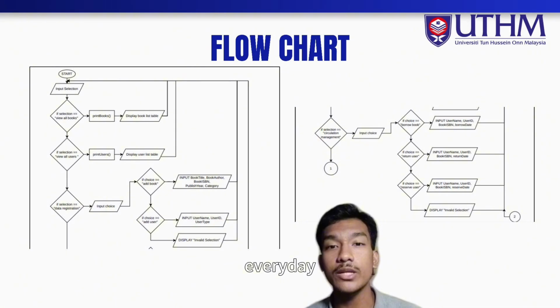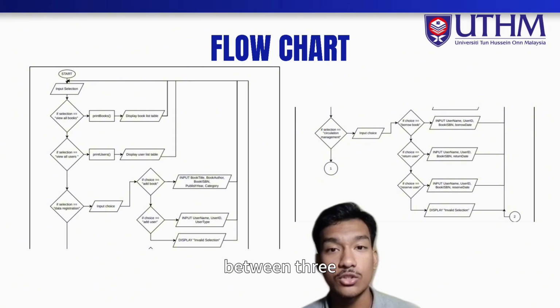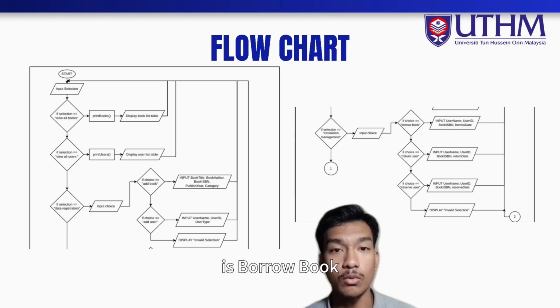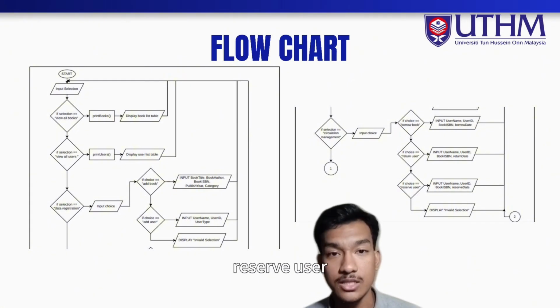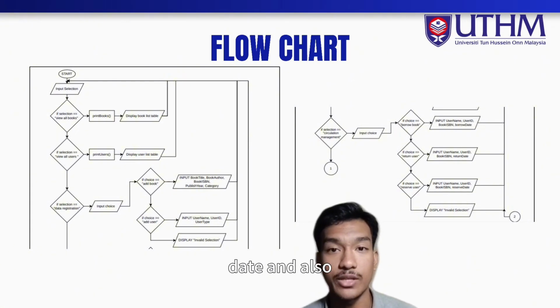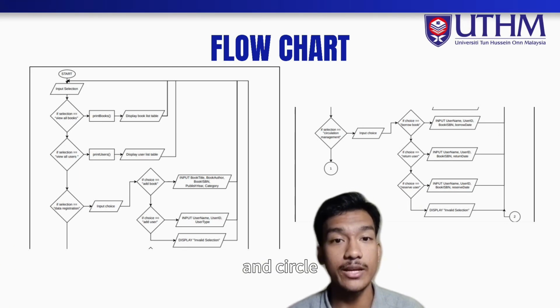So moving into everyday operation, selecting circulation management lets the user choose between three key actions. The first one is borrow book. It will capture username, user ID, book ISBN, and borrow date. The second one is return book. It will capture return details and the return date. Or our optional feature, reserve book, to handle book reservation with a reserve date. And also, any invalid choice within these branches displays an invalid selection message and circles back to the top.